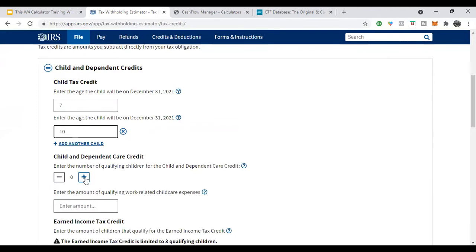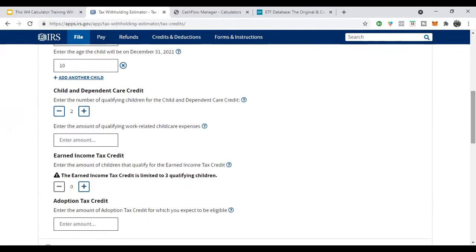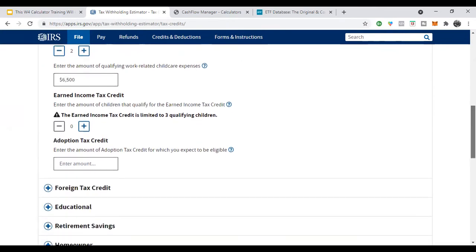Child and dependent care credit, enter the number of qualifying children for the child and dependent care. If you are unsure, click that little question mark, okay? Enter the amount of qualifying work-related child care expenses. All right, so in the example, they had 6,500. Yes. So I'm gonna just keep that same 6,500 and then scroll down.